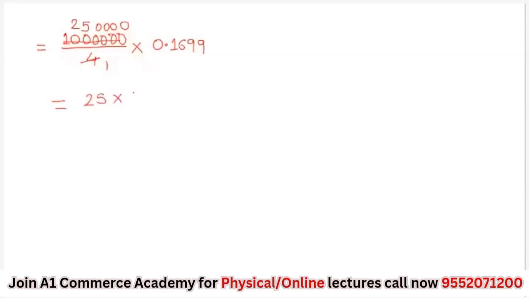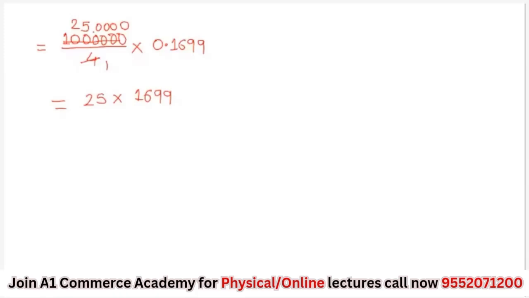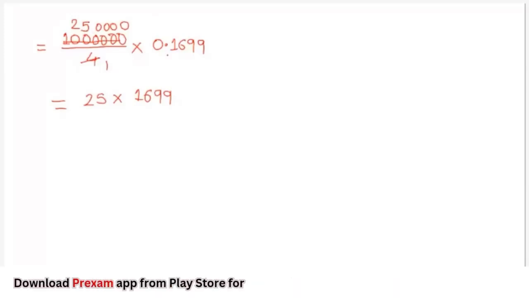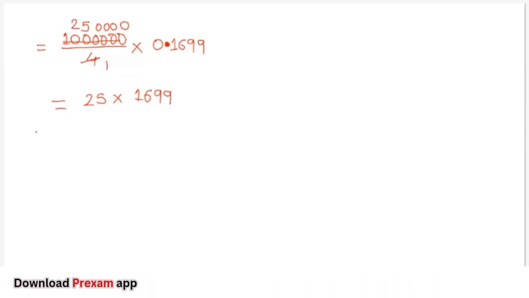आगे लेके गया मैं 1699. Clear? 25. How many zeros are there? 4 zeros. 25 and 4 zeros. But this decimal point, I'm shifting 4 places ahead. Decimal point को मैं क्या कर रहा हूं? 4 places आगे लेके जा रहा हूं. तो 4 zeros भी गया. Everyone agreed? समझता है क्या? Now that is equal to simple mathematics.